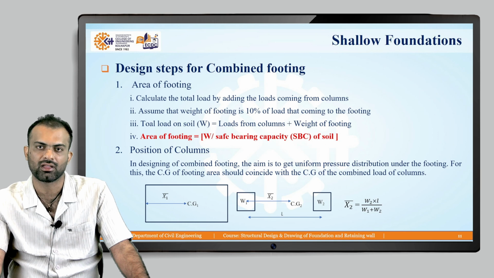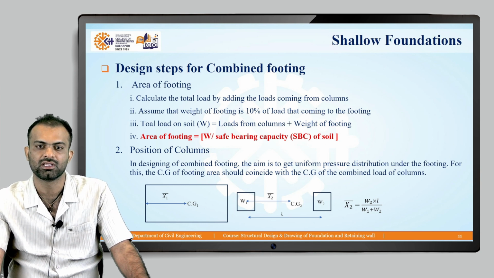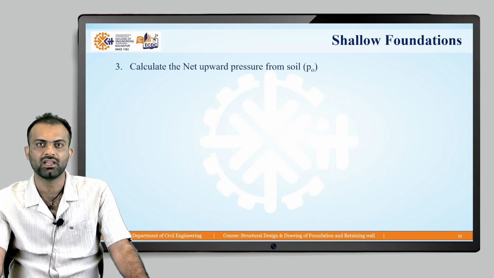Now your work is to place these two columns on the foundation in such a way that this CG1 and CG2 must coincide, so that we can get the uniform pressure distribution under the footing. So by fixing the position of the columns, we are going to calculate the net upward pressure from the soil.